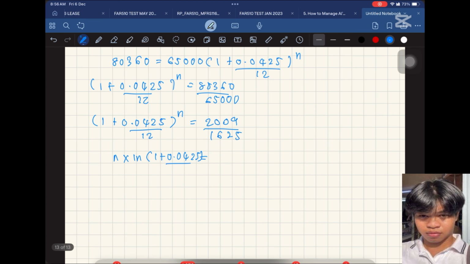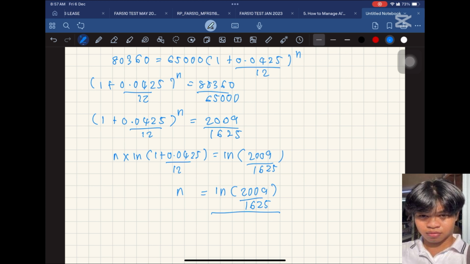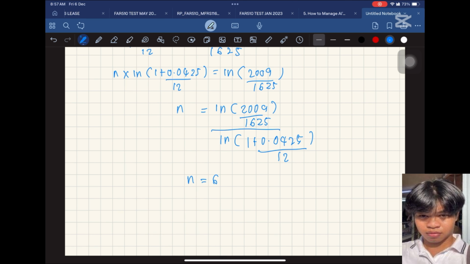After that, you change the power of n using logarithms, and take the log on the right side and left side. After that, n equals log of 2009/1625 divided by log of (1 plus 0.0425 over 12). For the final answer for n, you get 60. To find the term, you use the formula n equals m multiplied by t, where t equals 60 over 12. The final answer is t equals 5.